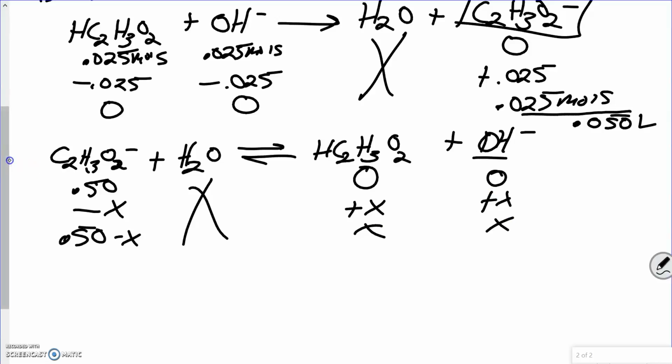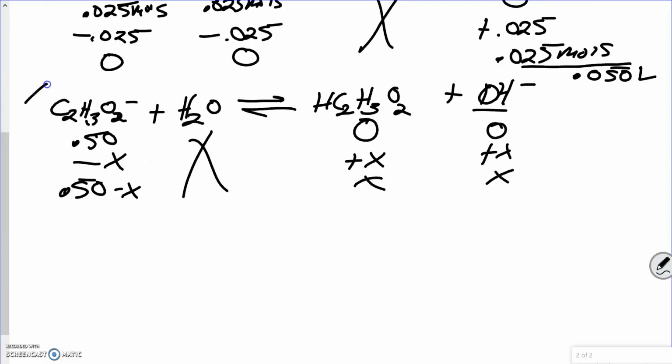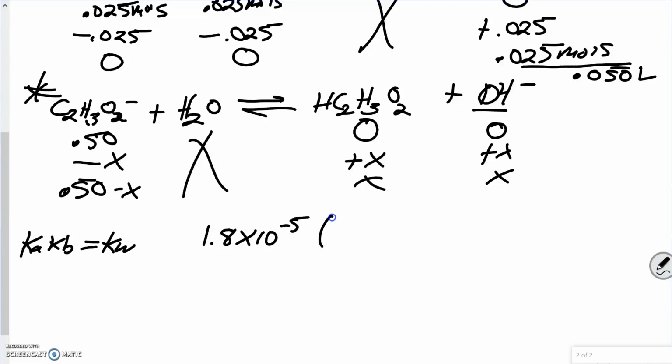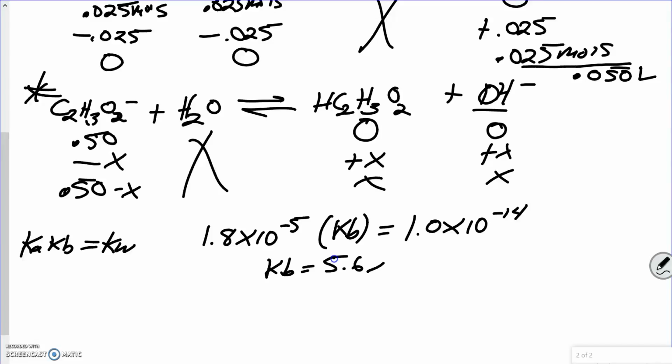Now, here's something important to recognize. What we have right here is a conjugate base, which means we need Kb, not Ka. We have Ka. So remember to convert back and forth between Ka and Kb by using our Kw equation. So Ka, which is 1.8 times 10 to the negative 5th, times Kb equals Kw, which is 1.0 times 10 to the negative 14th, and yes, that's a constant. So when we calculate this, we get Kb to be 5.6 times 10 to the negative 10th.